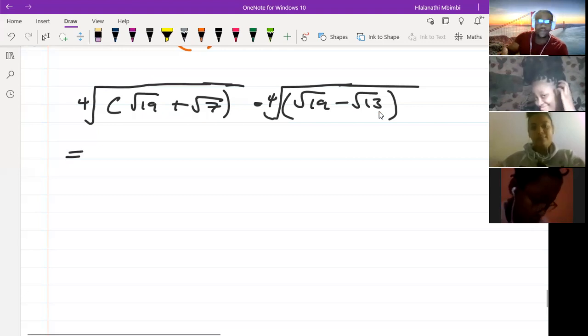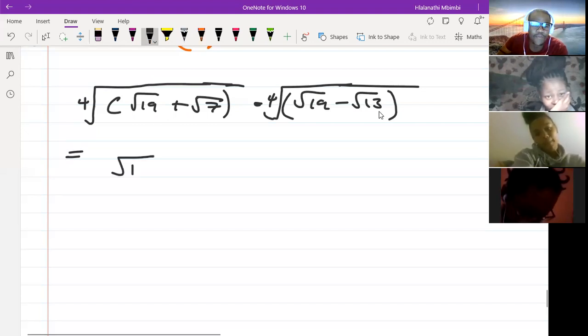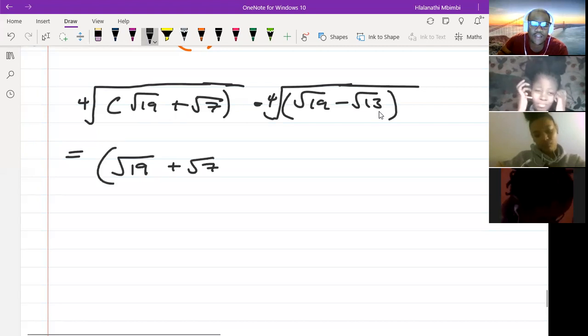Okay, so anyway, the first way, I'm not supposed to do what I'm doing. Now I'm solving the problem for you. This is 19 plus square root 7. The first thing is to deal with that square root, because it's not really nice to deal with the square root.